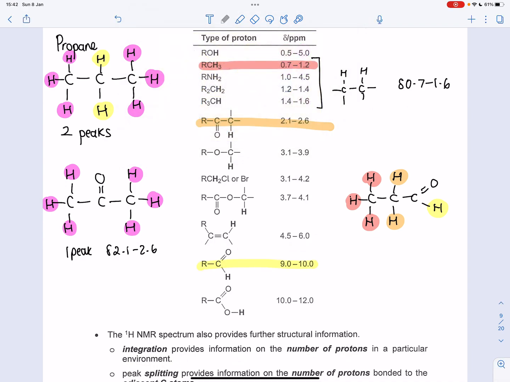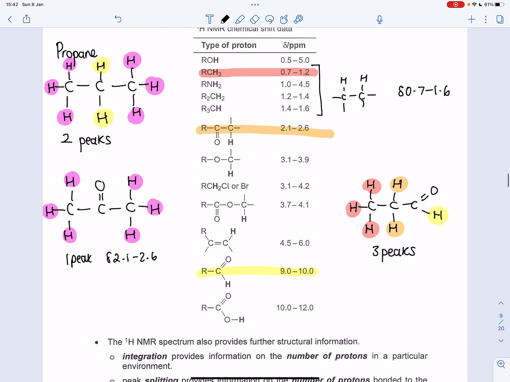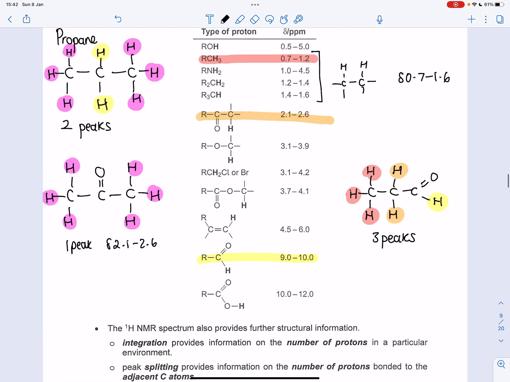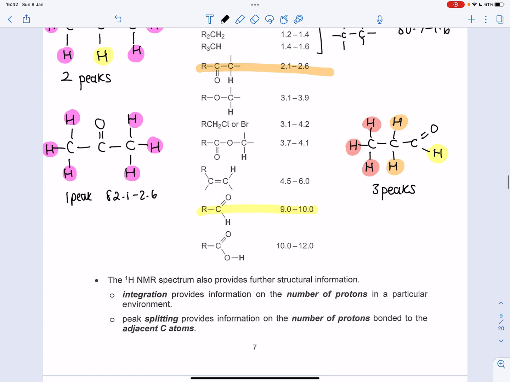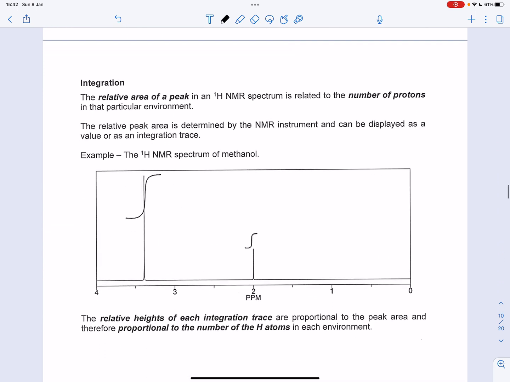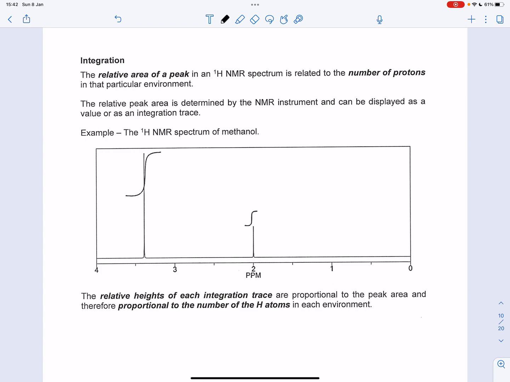So we would end up with 3 peaks for propanal, 1 peak for propanone, and in very different locations. So the type and the position we can use our understanding of symmetry and our datasheet to help us with. And then we've got this new term, integration. So we're going to have a look at that separately. So the integration is the relative area, and it tells you about the number of protons in that particular environment.